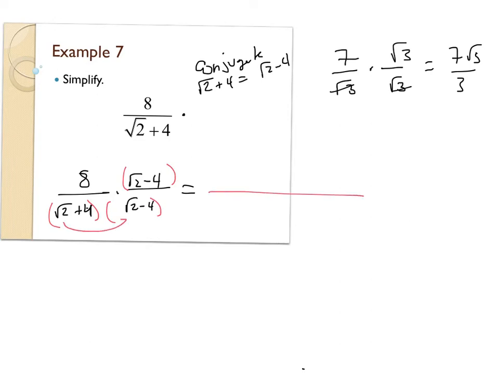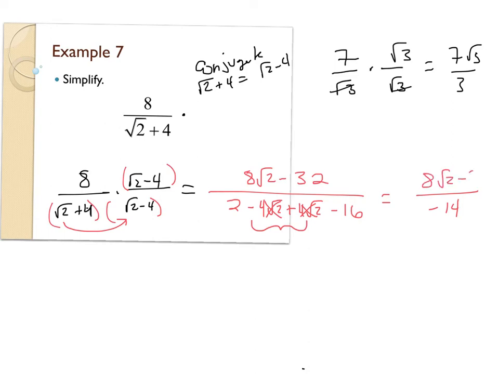So I have root 2 times root 2, that's 2, minus 4 root 2 plus 4 root 2 minus 16. And so if we look right here, these two middle terms are going to cancel out, and even before we work with the top, I'm going to have negative 14. And so the numerator, I'm just going to go ahead and distribute that 8. And 4 times 8 is 32, so I'd have 8 root 2 minus 32.